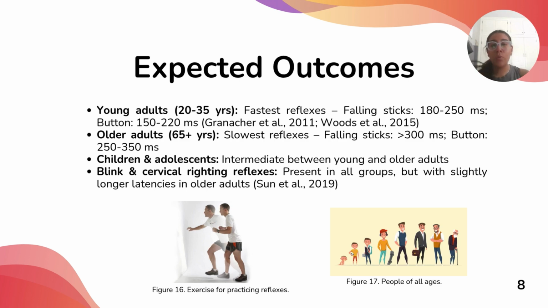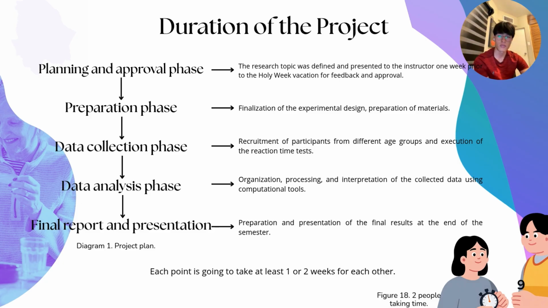identification of slow reflexes. Well, we have the duration of the project, we have different phases: the planning and approval, the preparation, the data collection, the data analysis, and the final report and presentation. Each phase is going to take like 1 or 2 weeks, so it means it's going to take like 1 or 2 months for everything.